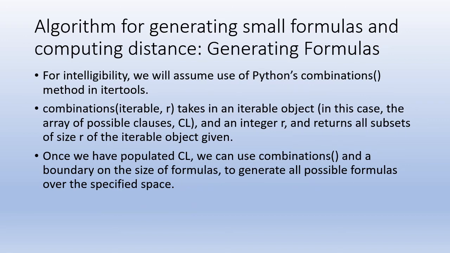We will now consider the generation of formulas over a specified space. For intelligibility, we will assume use of Python's combinations method in itertools. Combinations takes in an iterable object, in this case the array of possible clauses CL, and an integer r, and returns all subsets of size r of the iterable object given. Once we have populated CL, we can use combinations and a boundary on the size of formulas to generate all possible formulas over the specified space.